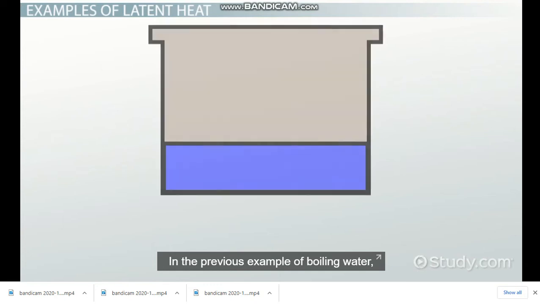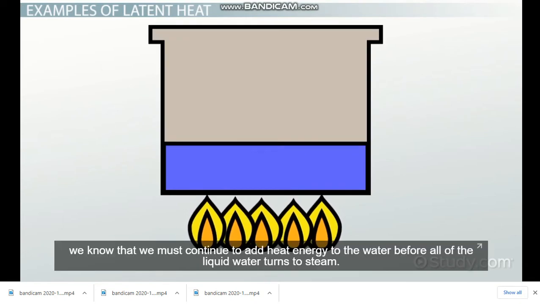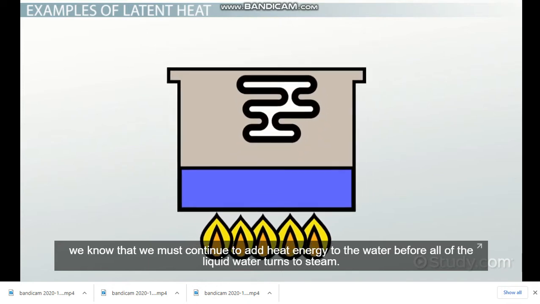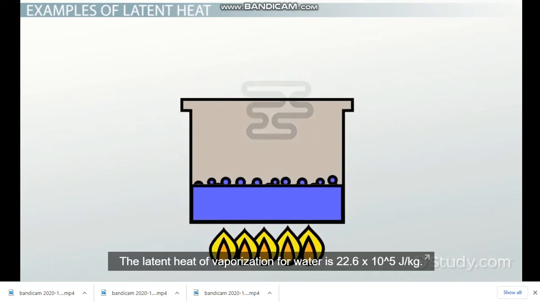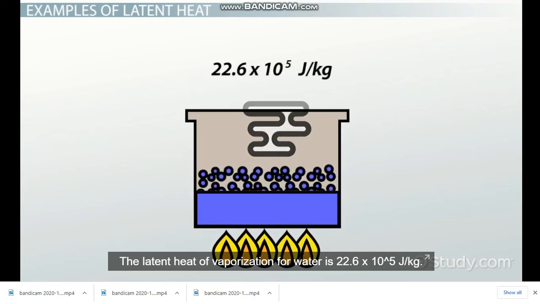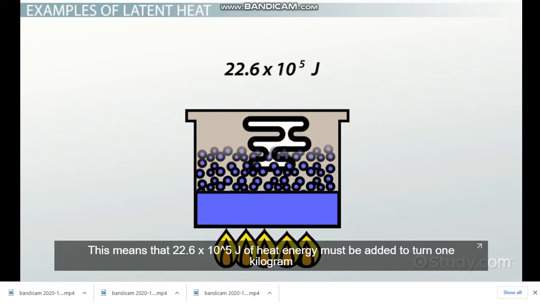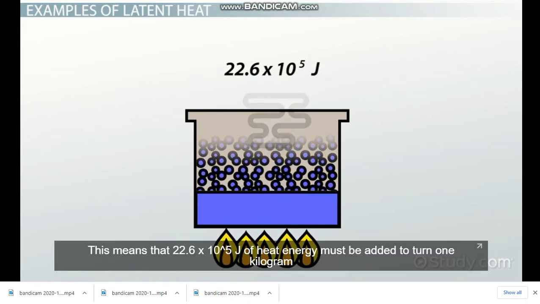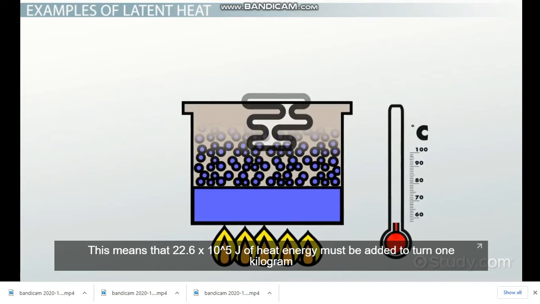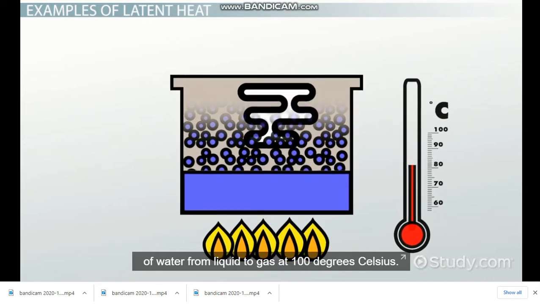In the previous example of boiling water, we know that we must continue to add heat energy to the water before all of the liquid water turns to steam. The latent heat of vaporization for water is 22.6 times 10 to the 5th power joules per kilogram. This means that 22.6 times 10 to the 5th power joules of heat energy must be added to turn 1 kilogram of water from liquid to gas at 100 degrees Celsius.